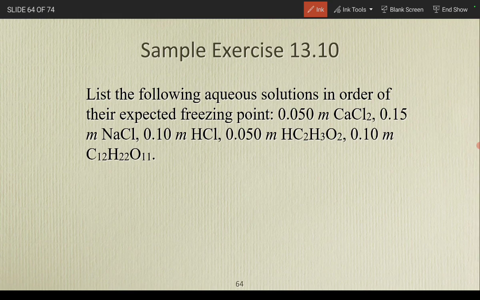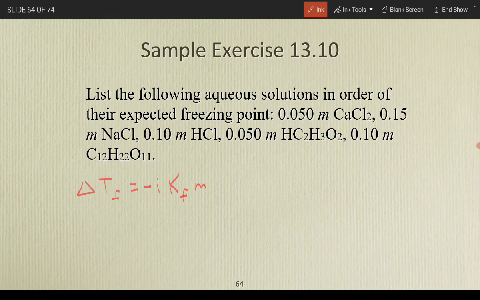And with it, if we think about the freezing point, negative i, freezing point constant, times the molality. So we're given the molality of these. Kf, if we're assuming aqueous solution for all of them, Kf is going to be the same, because that constant is going to be based on the solvent rather than the solute. So what we need to focus on here is i and m.